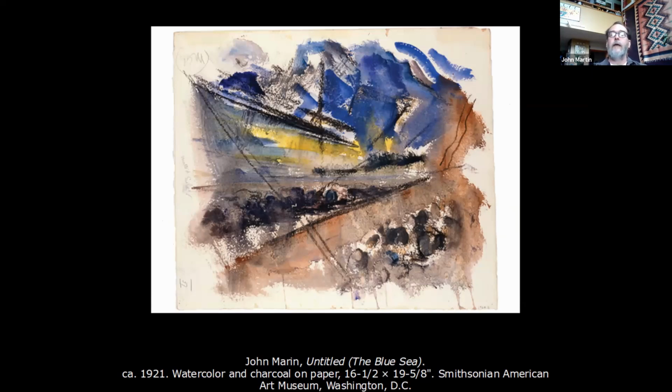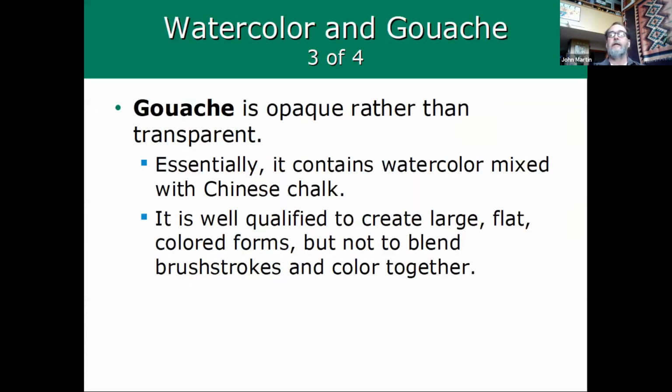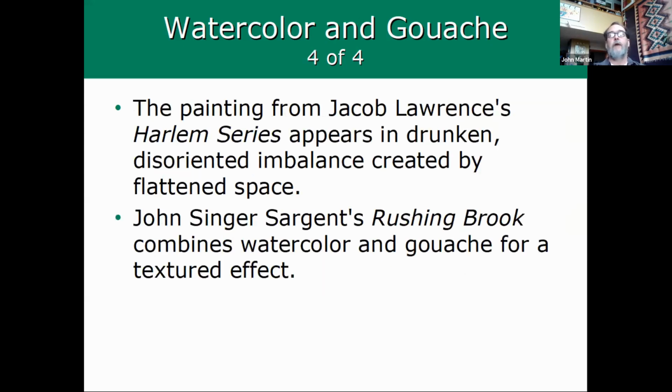Gouache is opaque rather than transparent. Essentially, it contains watercolor mixed with Chinese chalk. It is well qualified to create large, flat colored forms, but not to blend brushstrokes and color together. The painting from Jacob Lawrence's Harlem series appears in drunken, disoriented imbalance created by flattened space. John Singer Sargent's Rushing Brook combines watercolor and gouache for textured effects.